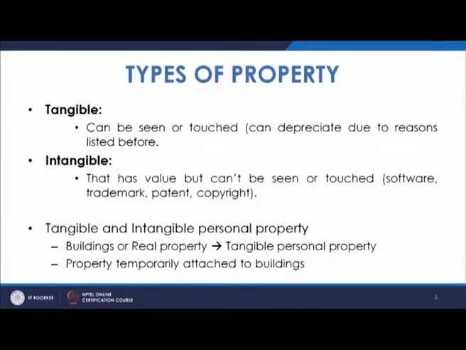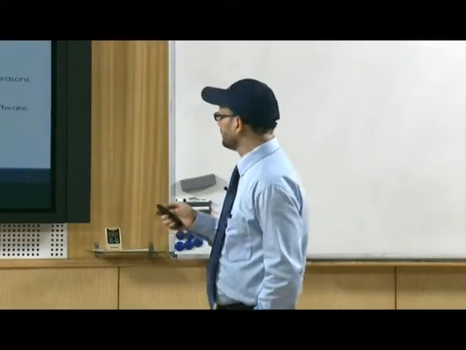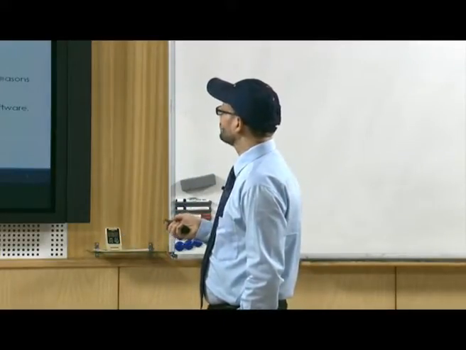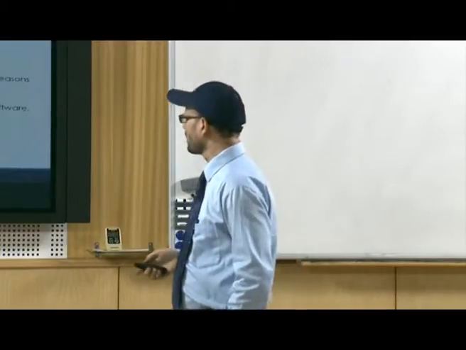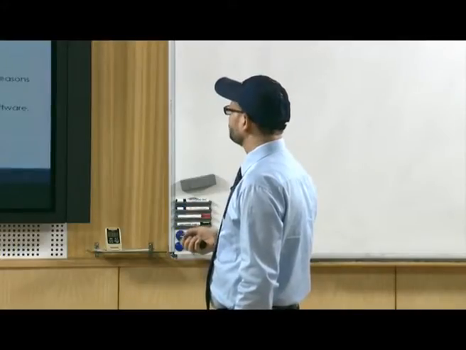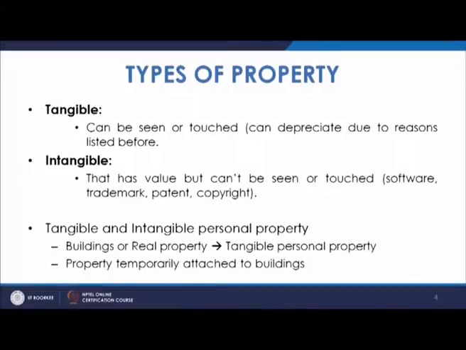So, basically you have personal properties, which can be tangible or intangible. You may have a building which has a tangible part as well as an intangible part. So, you have both kinds of properties, and they depreciate for different reasons. You also have personal properties, some of which are an integral part of your buildings and some of which can be removed from it; they are under the category of personal properties.